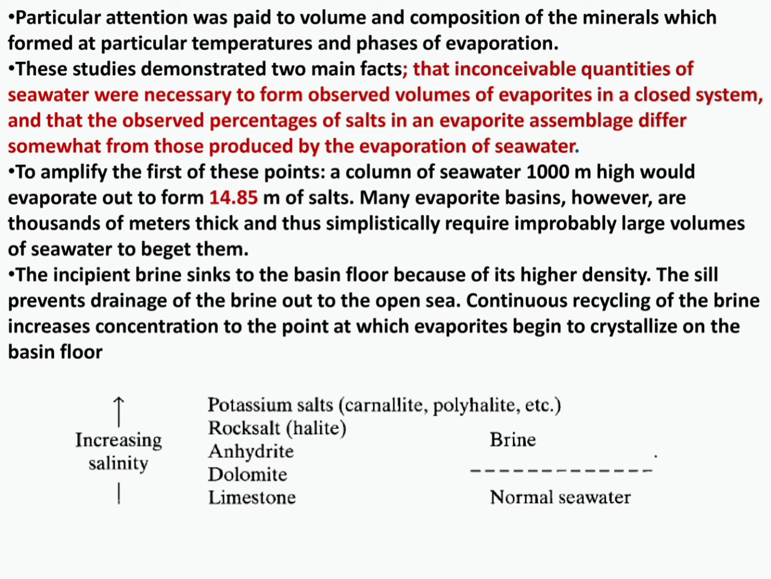Now these studies demonstrate two main facts. What are the two main facts? First, inconceivable quantities of seawater were necessary to form the observed volume of evaporites in a closed system. This means if you want to form evaporite, no one knows how much water is necessary for the formation. There is an unimaginable quantity of water you need for the precipitation of evaporite in a closed system. So one of the facts is that.